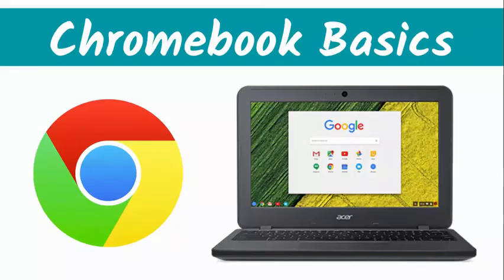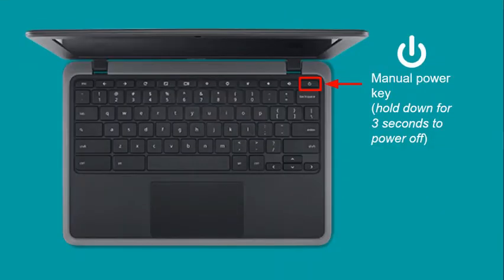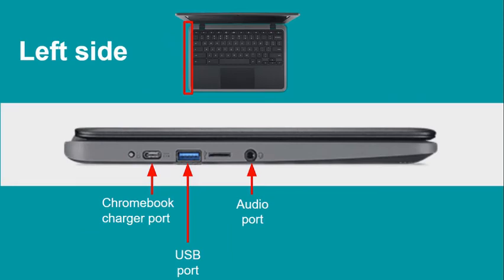Now that you have successfully signed in, let's take a quick tour of your Chromebook. You'll notice that there's a power key. If you ever like to turn the computer off, you can hold that down for 3 seconds and that will turn off your Chromebook. On the left-hand side of your machine, you'll notice some ports: a USB-C for the power itself, a USB port, and also an auxiliary jack.